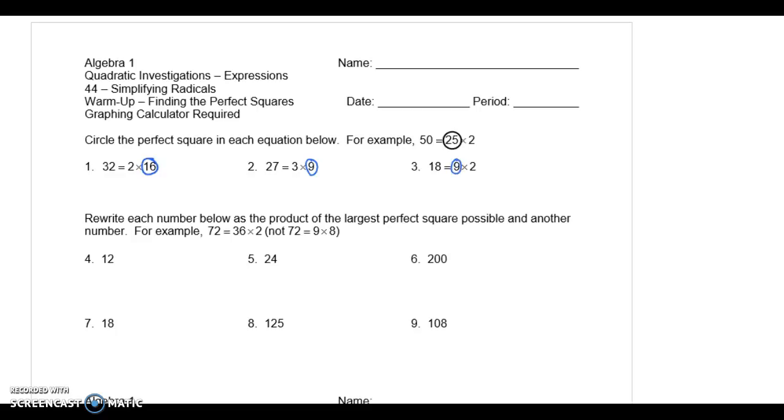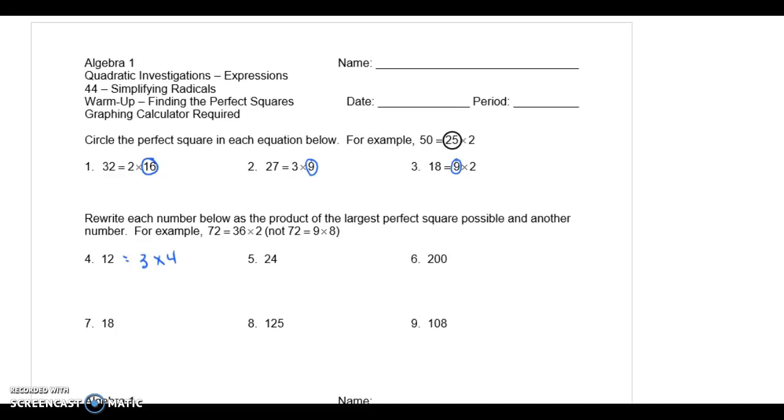So now we want to write our numbers that are down here as a product of the largest perfect square possible and another number. Now, obviously there are other factor pairs that we can have. Like for 12, we could multiply 2 times 6. But if neither one of those is a perfect square, that's not really going to help us. So I'm going to write this 12 as 3 times 4, 4 being our perfect square.